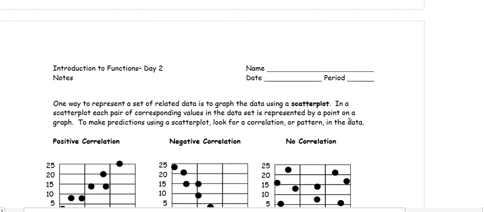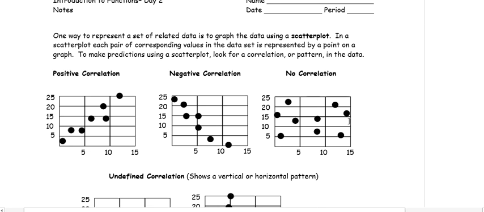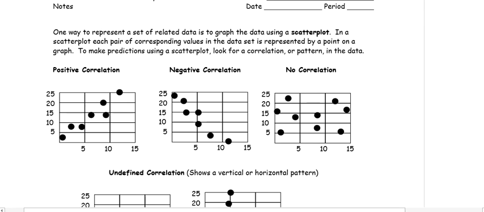All right, so one way to represent a set of related data is to graph the data using a scatter plot. In a scatter plot, each pair of corresponding values in the data set is represented by a point on a graph. To make predictions using a scatter plot, look for a correlation or pattern in the data. So a positive correlation is when you're looking at a graph left to right, like the way you read, and the graph is moving in a positive trend, an upward trend. Think about the way you want your bank account to look. Okay, that's what it's talking about.